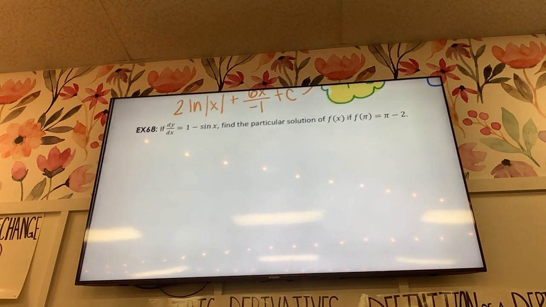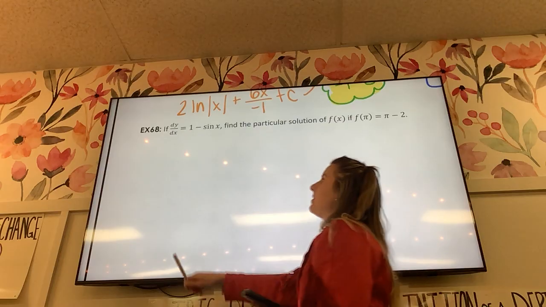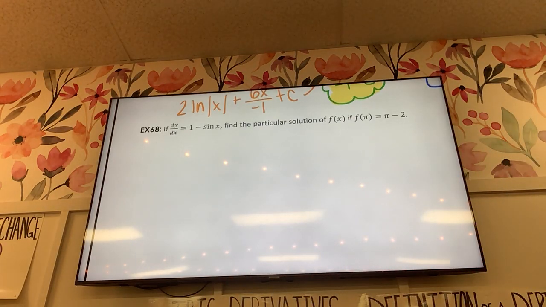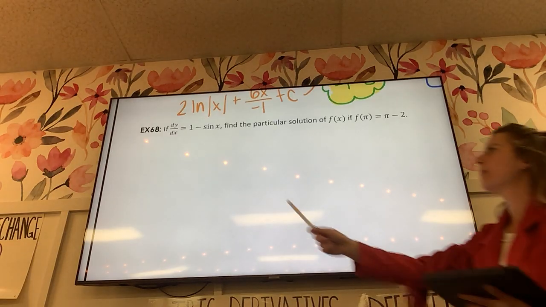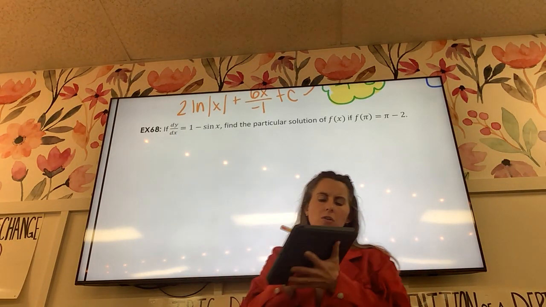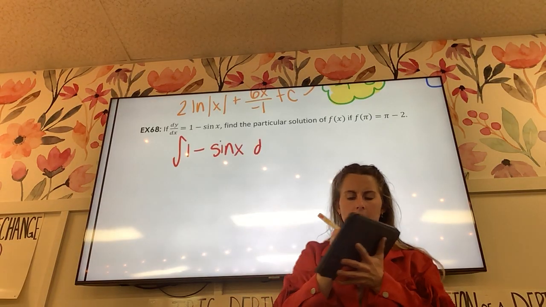Okay, I'm going to do one more. This one's a trig, and then we're going to talk about the second thing for today. All right, so it says if dy dx equals 1 minus sine x, find the particular solution of f of x if f of pi equals pi minus 2. So remember this notation here, dy dx, it's just another notation for derivative. So we're still going to integrate that, 1 minus sine x dx.